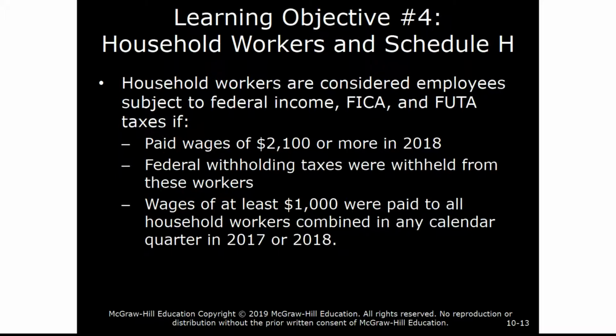Household workers are considered Schedule H workers, and these workers are considered employees and are therefore subject to federal FICA and federal unemployment taxes. If, for example, you pay wages of $2,100 or more in 2018, then federal withholding taxes are withheld from these workers. If wages of at least $1,000 were paid to all household workers combined in any calendar quarter in 2017 or 2018, then we must withhold and pay federal income, FICA, and FUTA taxes on those household earnings.